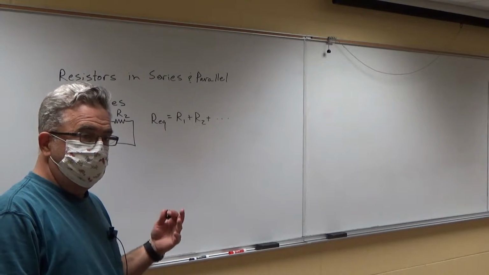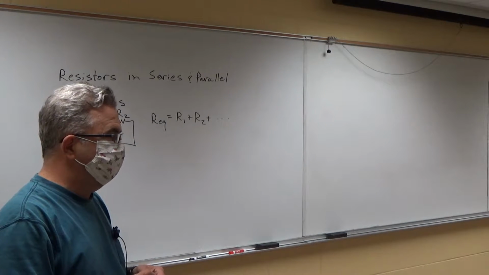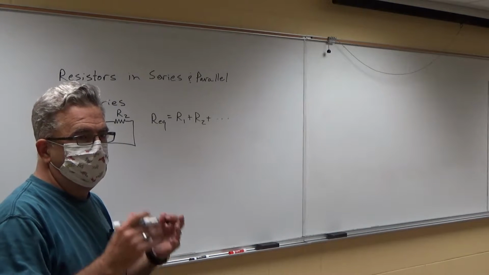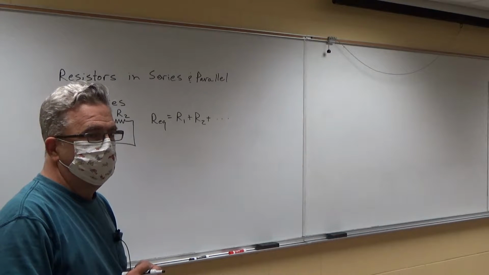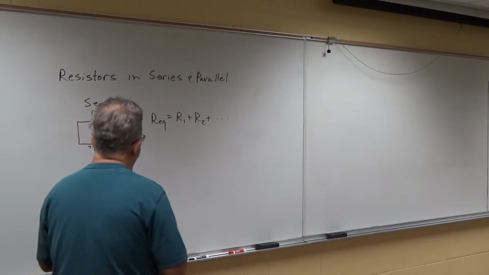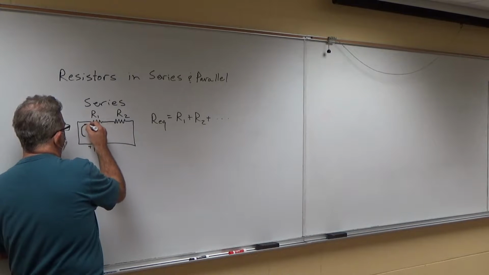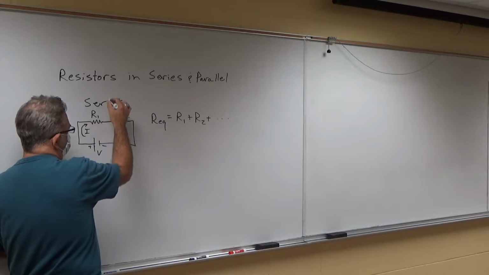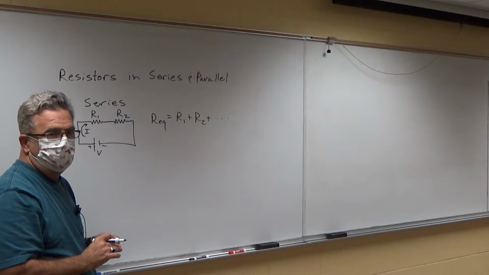So the series resistance is always greater than the greatest resistor. Maybe that's obvious, but sometimes it's helpful if you're doing a problem and you get an answer that's less than your largest resistor. You did something wrong. You did the wrong calculation. So, okay. They have equal current because, if you think about the current flowing in the circuit, whatever current flows through R1, there's no other path. It's a one-way street. It must flow through R2.